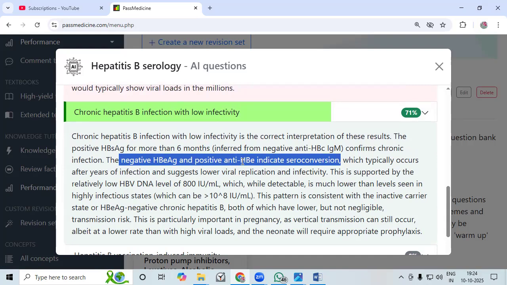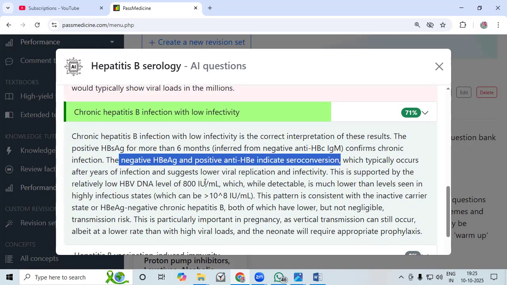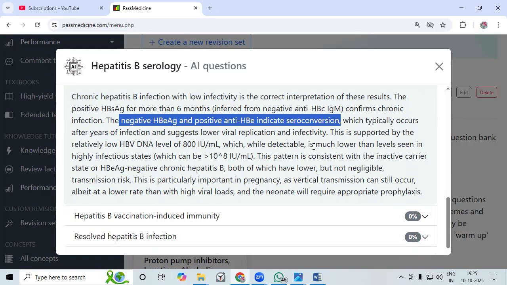The presence of anti-HBe antibody in the blood indicates that the body has already overcome this infectivity and has produced a lot of antibody, and the body is now protected from replication. This typically occurs after years of infection and suggests low viral replication and infectivity. This is supported by the relatively low HBV DNA. 800 is nothing. We don't treat a patient at 800 DNA, right? Detectable, but much lower than levels seen in highly infectious states.